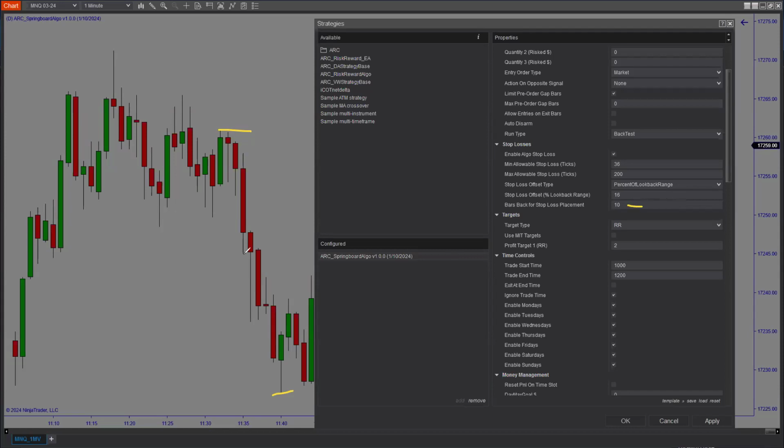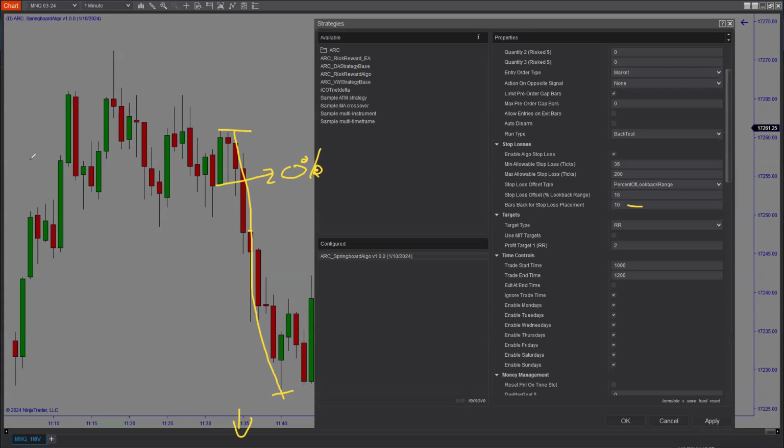So it's just another way to do it where you're using the actual range of that series of lower high bars. So this is saying that if this is our total range and we were to set it to 20%, whatever that 20% is, that's the range it's below. It's going to set the stop offset as that amount, as 20% of that range.